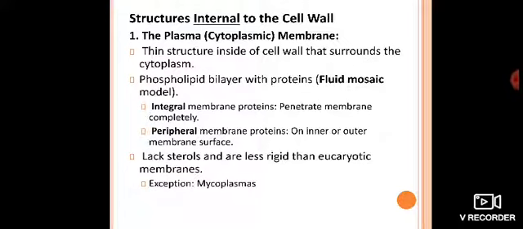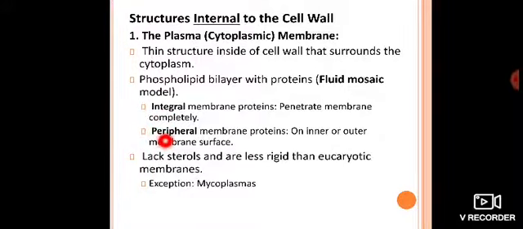Now, it is a thin structure inside the cell wall that surrounds the cytoplasm. But obviously, as I already discussed at the start, it is the innermost part. Okay. Then the phospholipid bilayer with the protein, that is the fluid mosaic model. Now in the next slide we can observe exactly what the fluid mosaic model is. So phospholipid bilayer with the protein means it has protein as well as a phospholipid bilayer, which means it has two different layers of phospholipid.